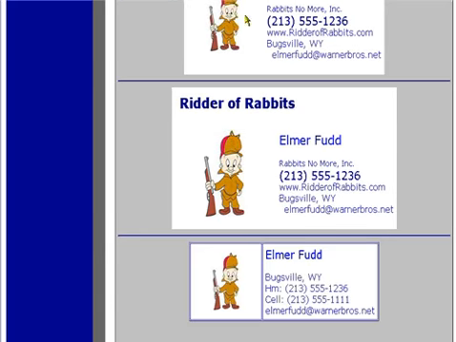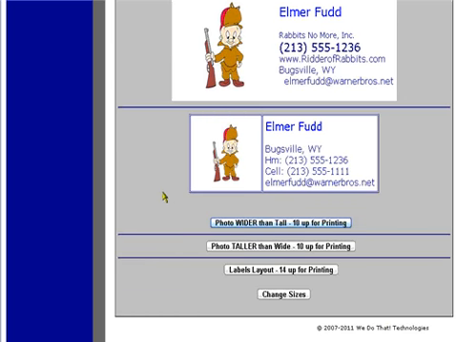So anyway, here's a couple of the layouts. These are cards. The differentiation is that one is higher vertically than it is wide. So that gives you the choice down here: photo wider than tall, taller than wide, and then if you want to do the labels layout for 14-up for printing, this is what you get.